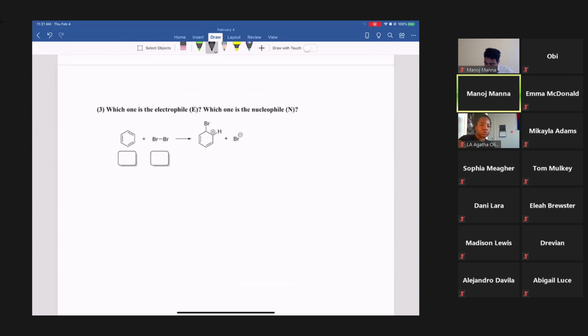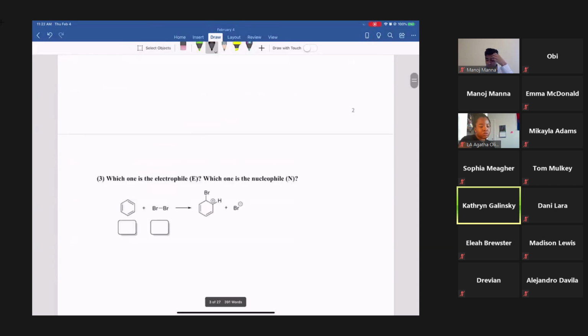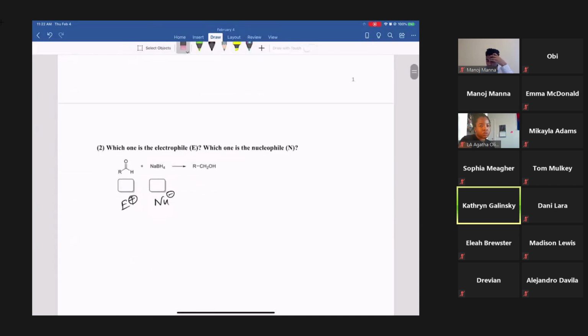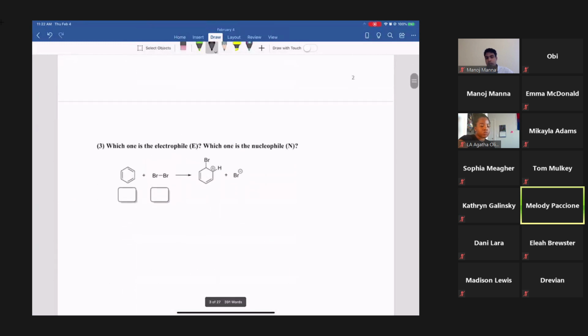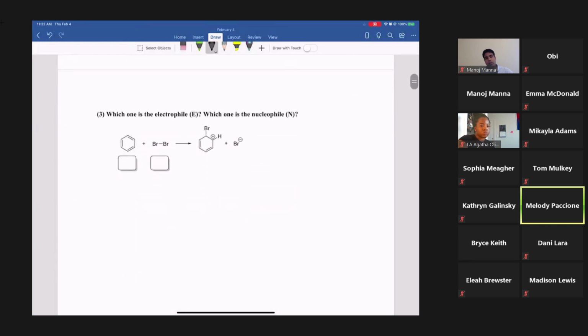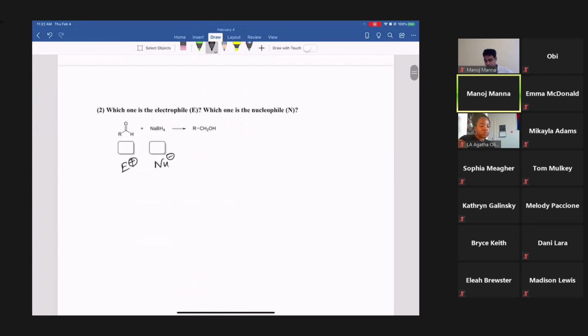Now in this case, we know that if we have a pi bond, that means you have pi electrons. Now between these two, which one is the electrophile and which one is the nucleophile? This particular case is easy to decide. Anybody? What was the answer to the second one again? Wait, I have a question about the second one.